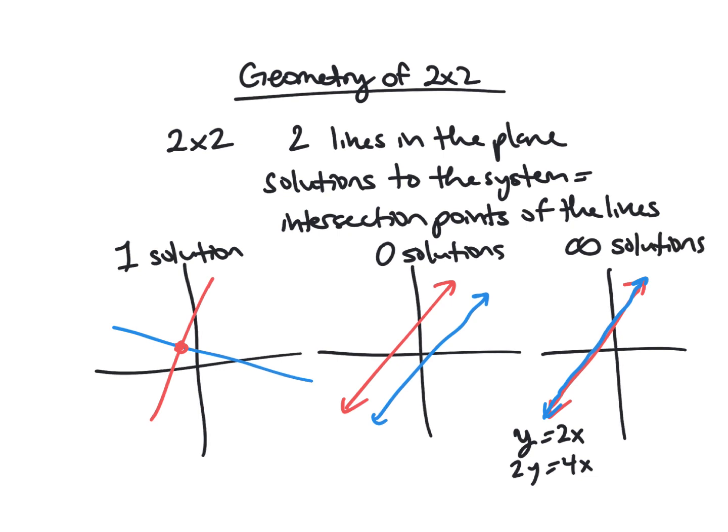Is there anything else that's possible? Well, these are lines, right? So there's no way that if they intersect somewhere, it loops back around and intersects somewhere else. So this actually is it. So you either have 0, 1, or infinitely many solutions.